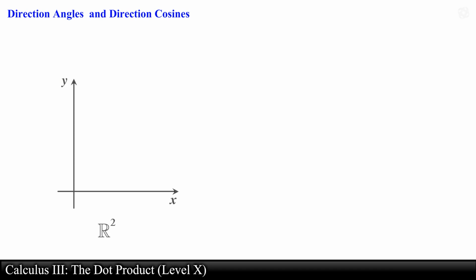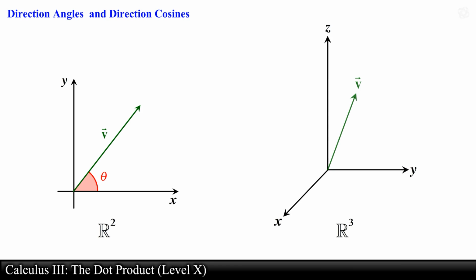Recall that the direction of a non-zero planar vector, v, can be conveniently described by using the angle theta, measured counterclockwise from the positive x-axis to the planar vector v. In a similar fashion, the direction of a non-zero vector v in space can be conveniently described in terms of the angle between vector v and the three unit vectors i, j, and k, which point along the direction of the positive x, y, and z axis, respectively.